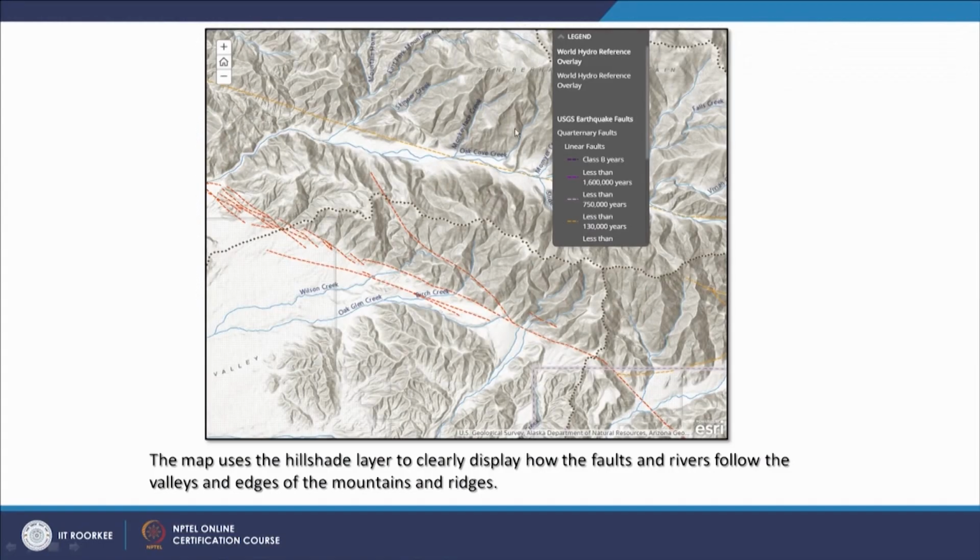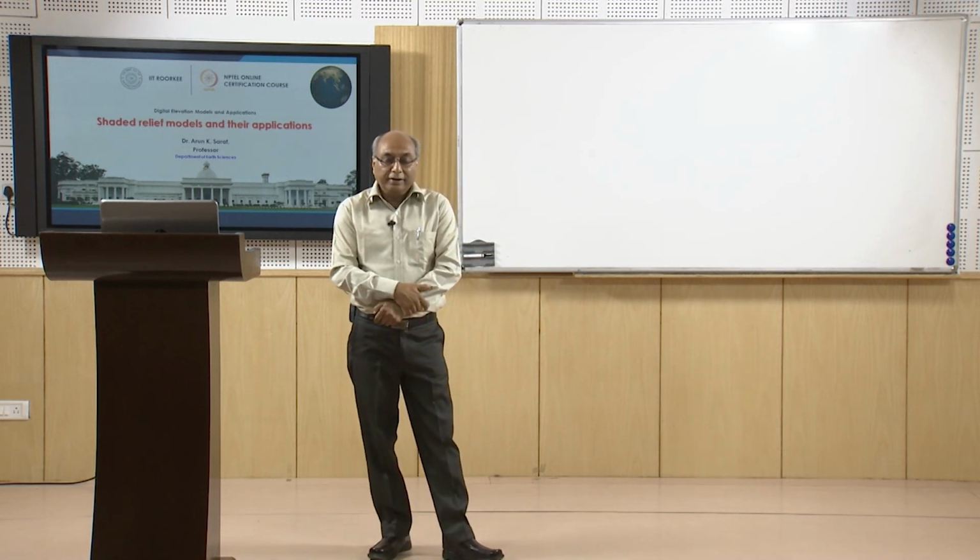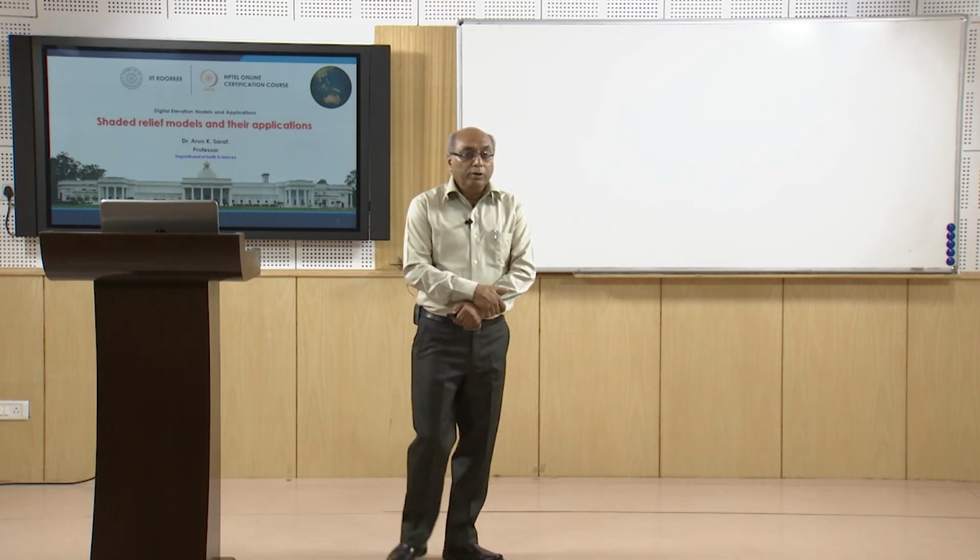One example here is that in the background we are using a multidirectional hillshade, and the drainage network is shown, geological faults have been shown, because sometimes they have a direct correlation with the ruggedness or alignments of the mountains and valleys. So if we plot both together and create such products, we can see things very easily and convincingly.